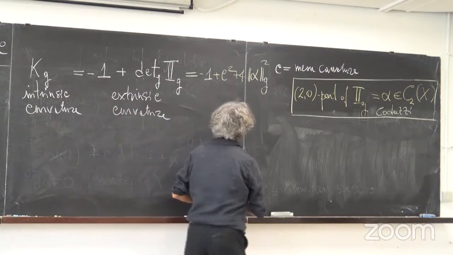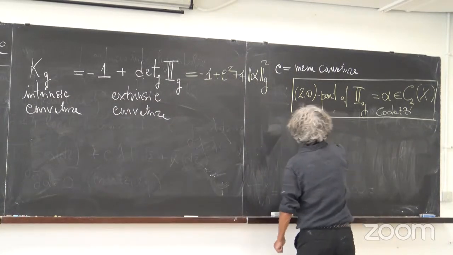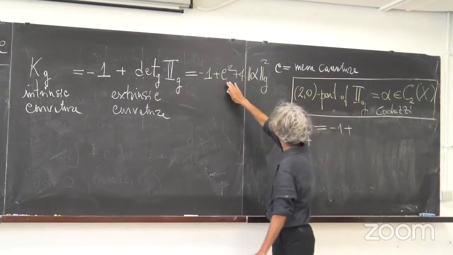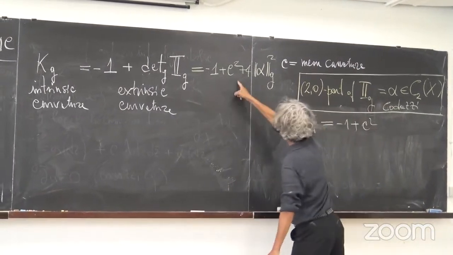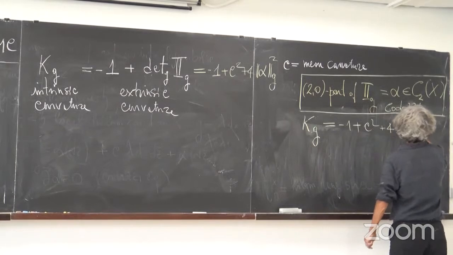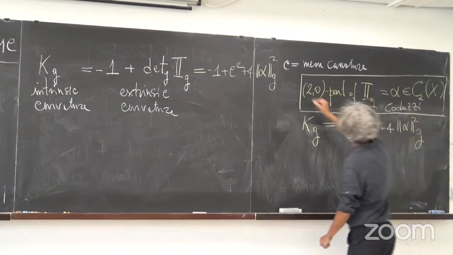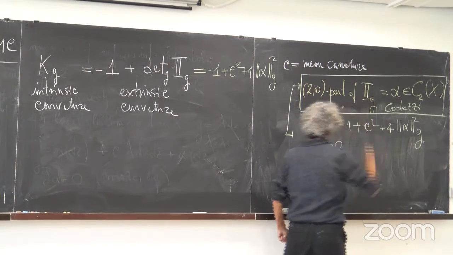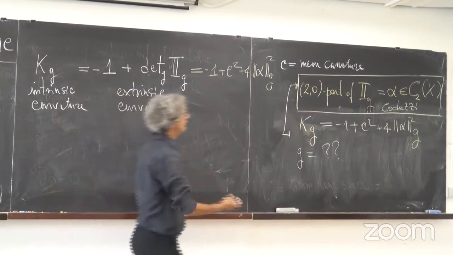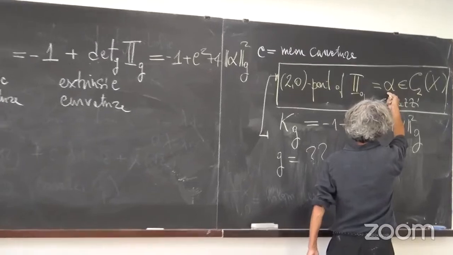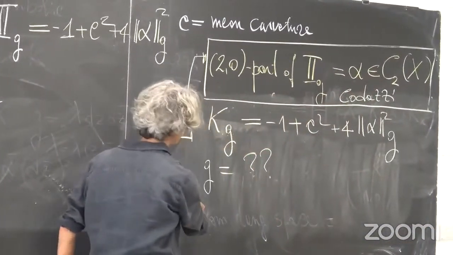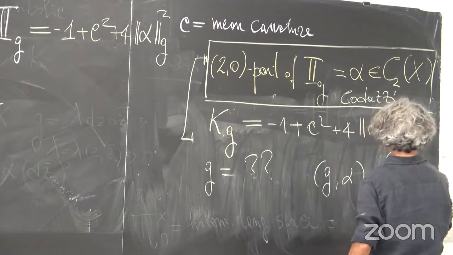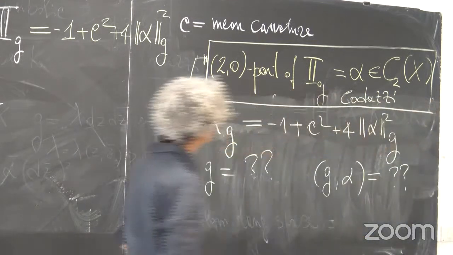So those are my Gauss-Codazzi equations. So let me write it down. K_g equals minus 1 plus c squared plus 4 the norm of alpha squared with respect to g. So in principle, those are the equations that you want to solve for g. So what is the unknown here is g. You want to find, in a certain sense, a holomorphic quadratic differential, which in principle depends on the metric and the metric at the same time. So our unknowns in this formulation are g and alpha. Okay? So how do you proceed?